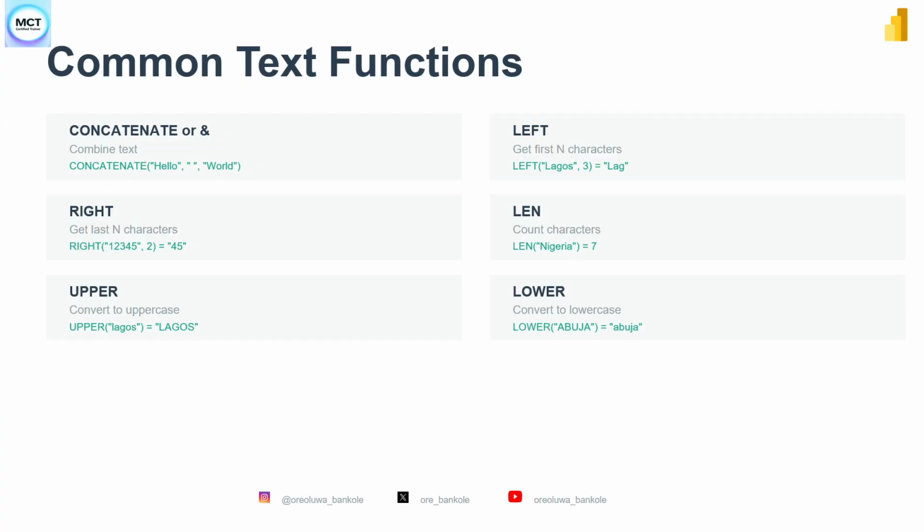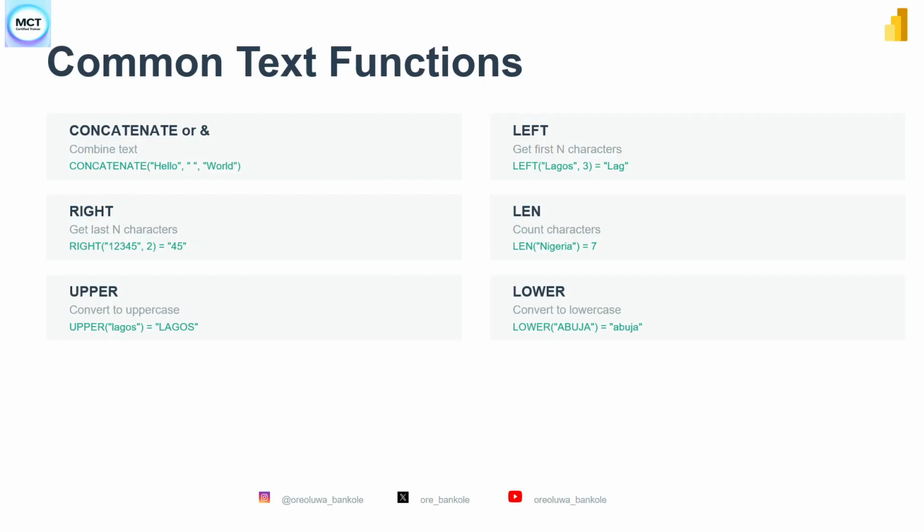Then we have upper. What does upper do? Upper allows us to convert something from lowercase or proper case into full uppercase. So, for example, you can see upper of Lagos. When you write Lagos all in small letters and input it inside the upper function, it would give you Lagos all in capital letters. All the letters are going to be in capital letters.